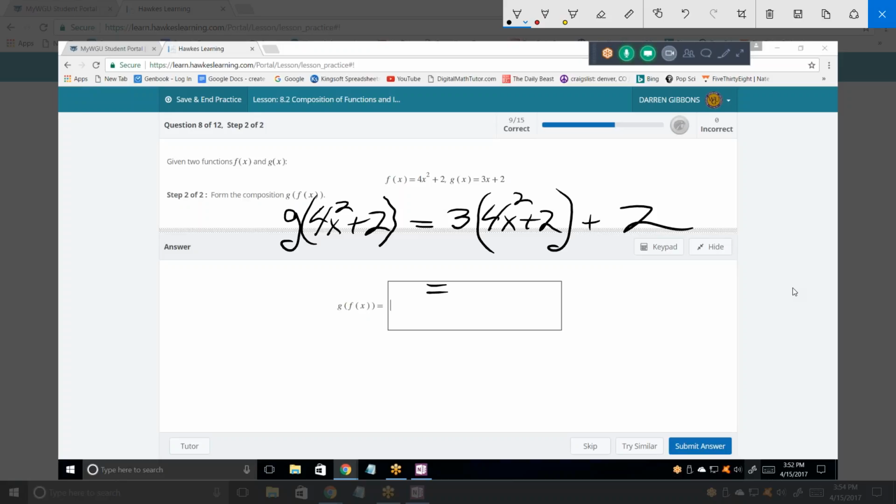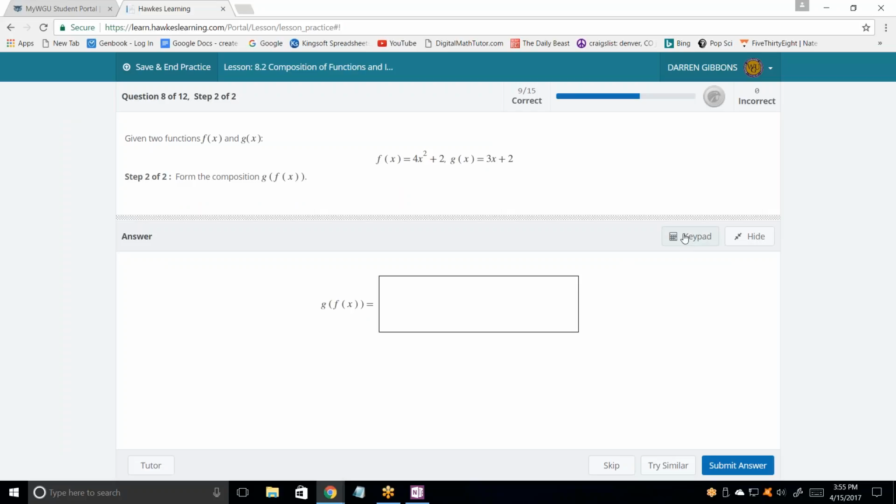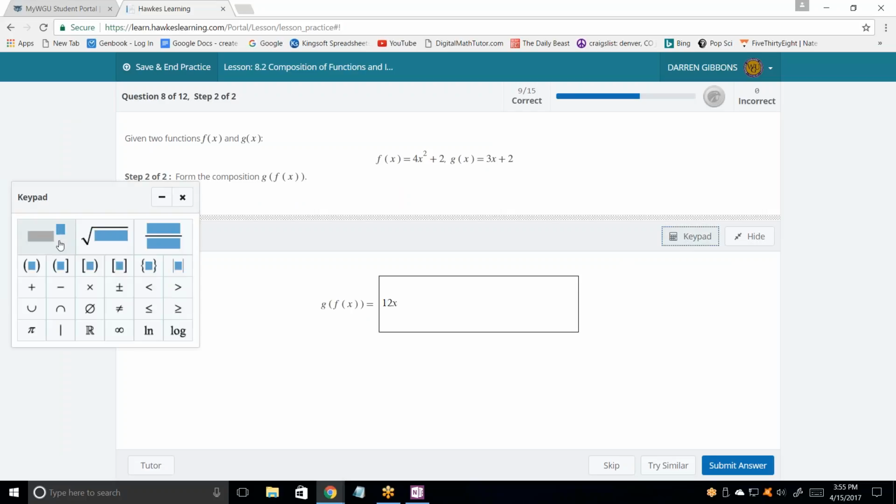Next step would be to distribute that 3. So is it like 3 times 4? Yeah, and by distribute, what I mean is you're going to multiply that 3 by both terms and add those two things together. So you multiply it by that term, and then add that to whatever you get when you multiply it by that term. So 12x squared plus 6 plus 2. Correct. So there's our answer: 12x squared plus 8.